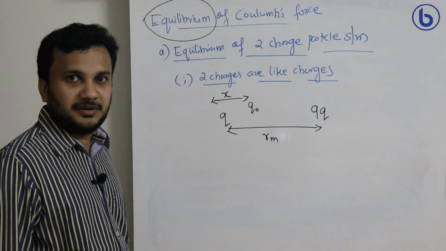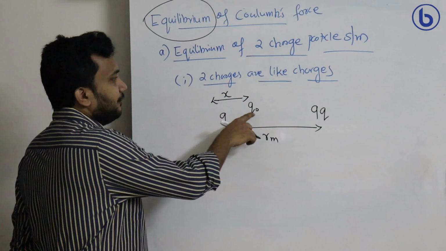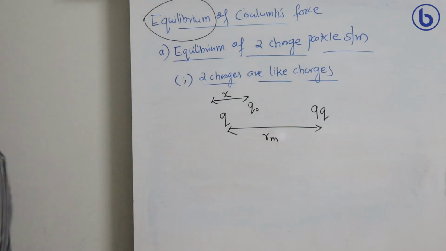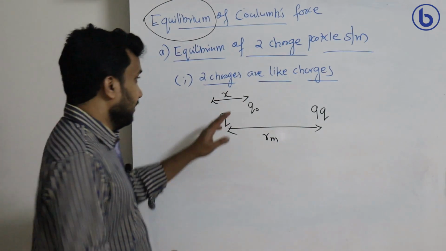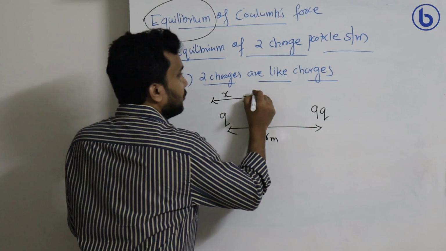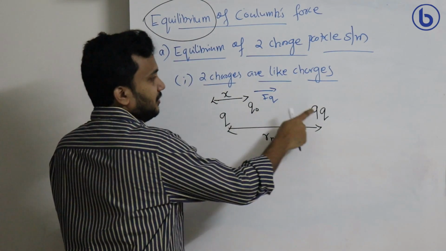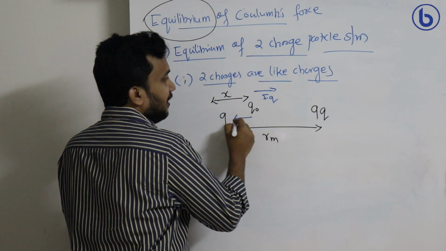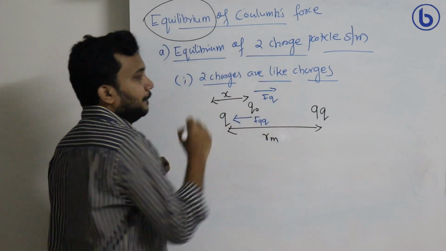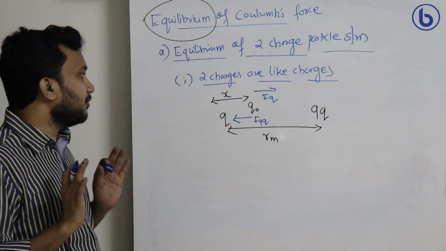We need to find it out, right? First we're going to write the equation for this one. Now if Q0 is placed here, how many forces will act on Q0? Q0 will have two forces, right? Because of Q, one force FQ will act like this, and this is positive, this is positive. So Q0 will also be repelled because of 9Q with a force called F9Q. Both forces are equal, which means the body is in equilibrium condition.